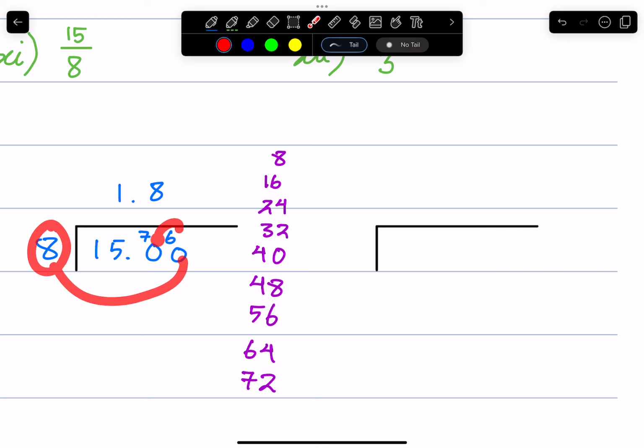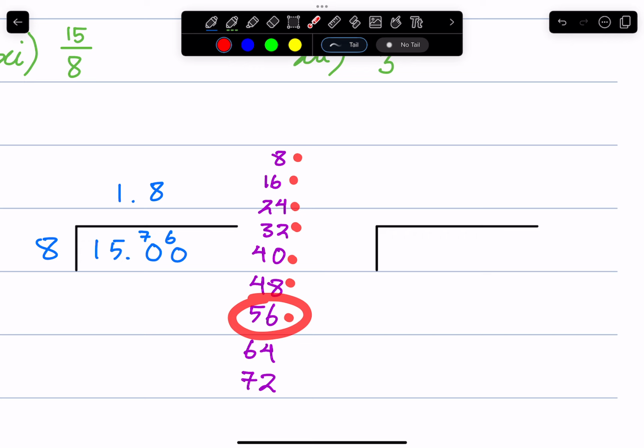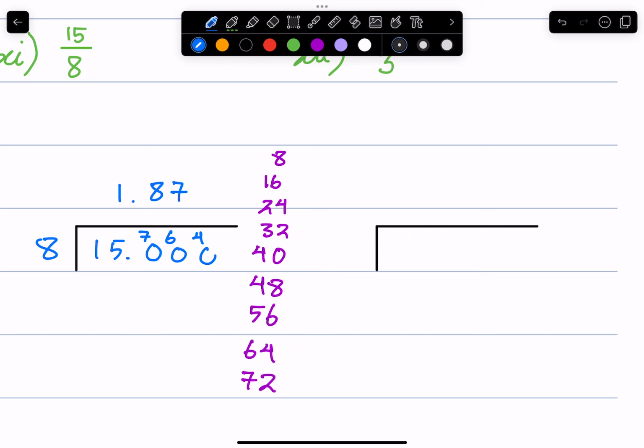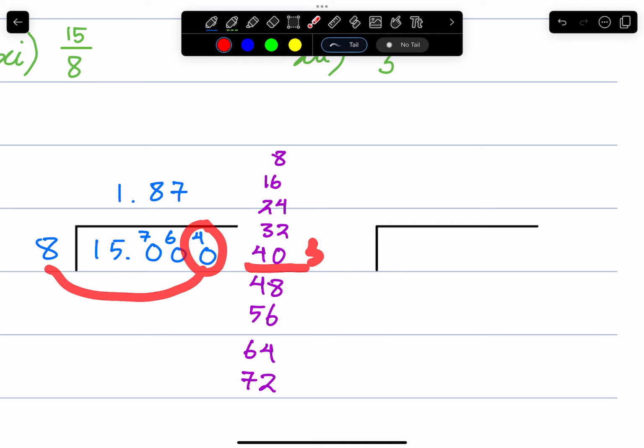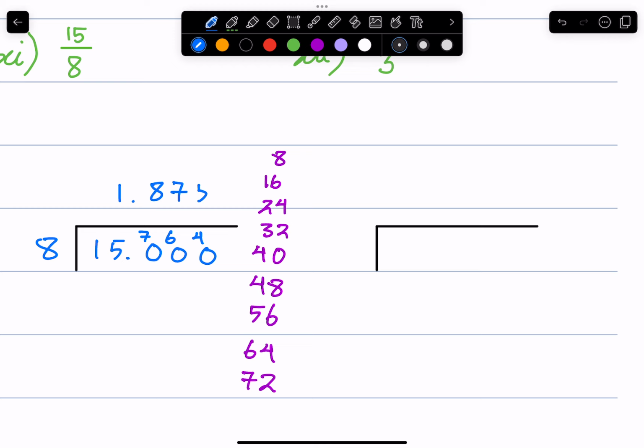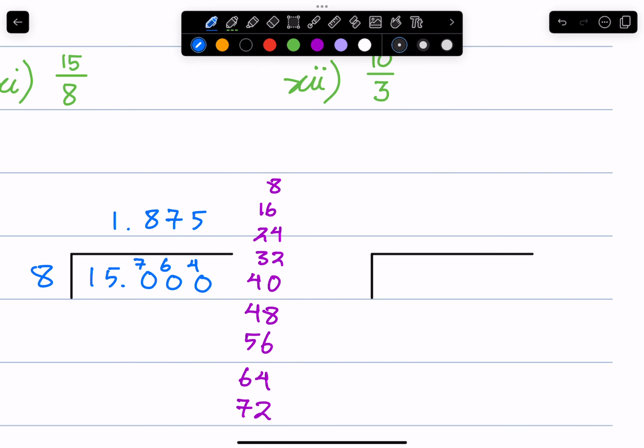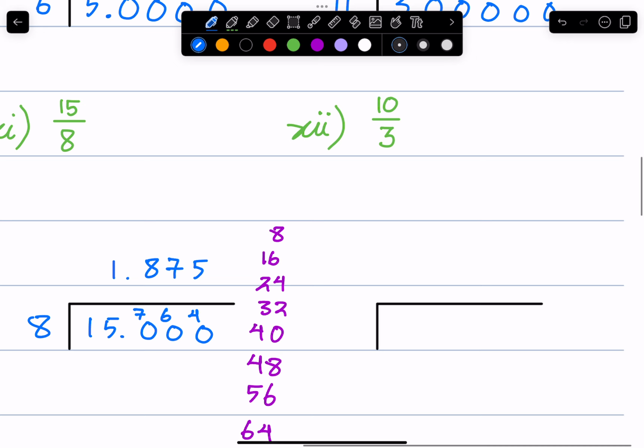And so 8 into 60, the closest one we can see here is 56. That is going to be 1, 2, 3, 4, 5, 6, 7. So that's 56. To get to 60 is a remainder of 4. And this one stops exactly. 8 into 40 is exactly 5 times here, with a remainder of 0. So 15 over 8 converts into 1.875. And there we have it.